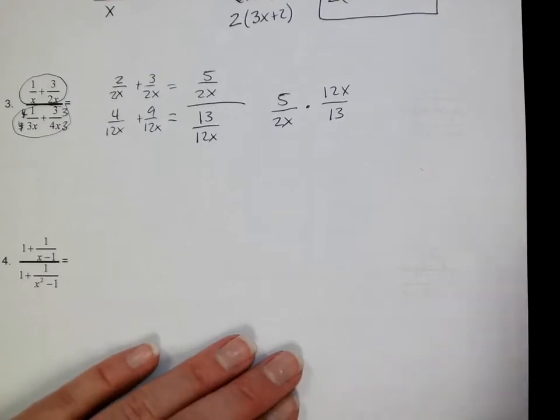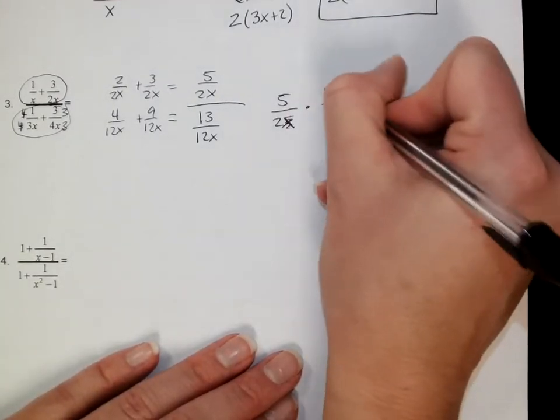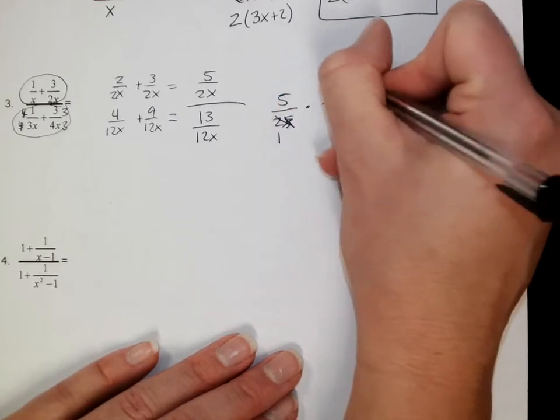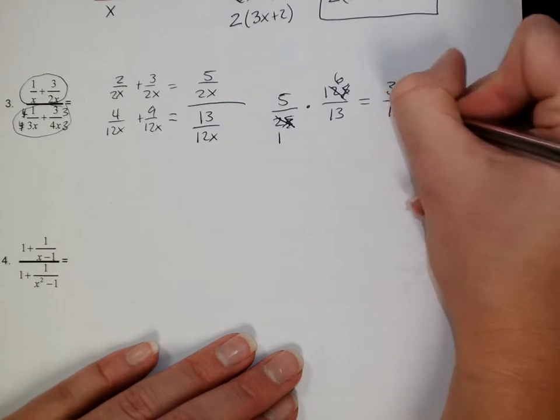And then I simplify from there. So I can cancel out my x's. 2 goes into 12 6 times. Multiply straight across the top is 30. Straight across the bottom is 13.